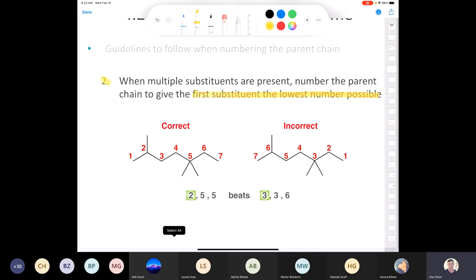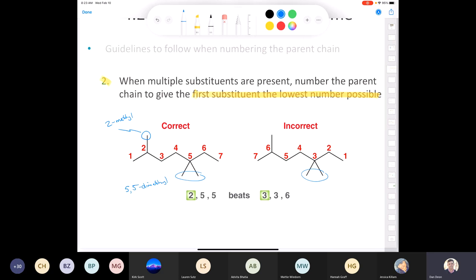You see, the correct way is down here on the left. So they numbered the longest carbon chain. It's got 7 carbons. The way that this is done, I have a methyl group at carbon 2, so this would be a 2-methyl. And then I have 2 methyls on carbon 5, so that would actually be called a 5,5-dimethyl. And I'll get into the prefix di in a second. Okay, but is 2 a lower number than 5? Yes. So that means this is correct. If you had gone the other way, your first substituent would be on carbon 3. So the rule is simply the first substituent has to be on the lowest possible number of a carbon.